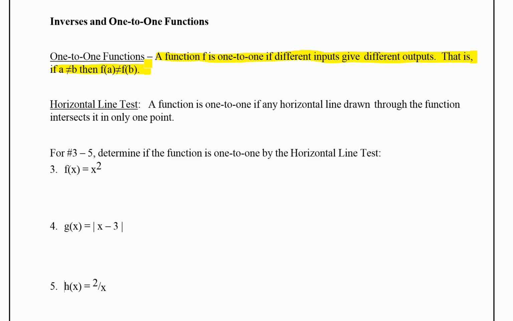Now remember, to tell if something was a function, we had the vertical line test. Well, now to tell if something is 1-to-1, we have the horizontal line test, and it works the same way as the vertical line test did. If there's any horizontal line that goes through the function in more than one point, then it doesn't pass the horizontal line test. So we're going to use our calculator here to determine if they're 1-to-1.